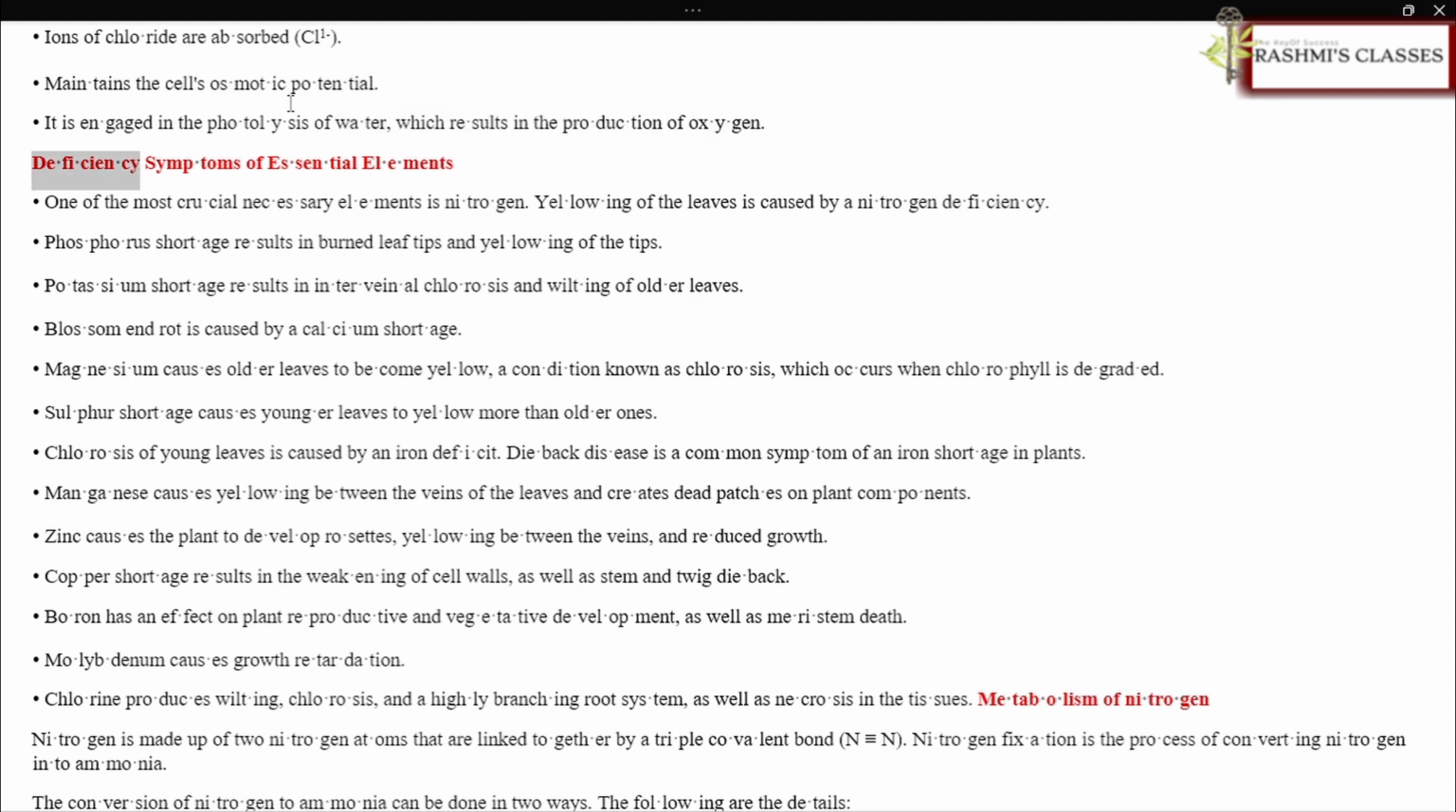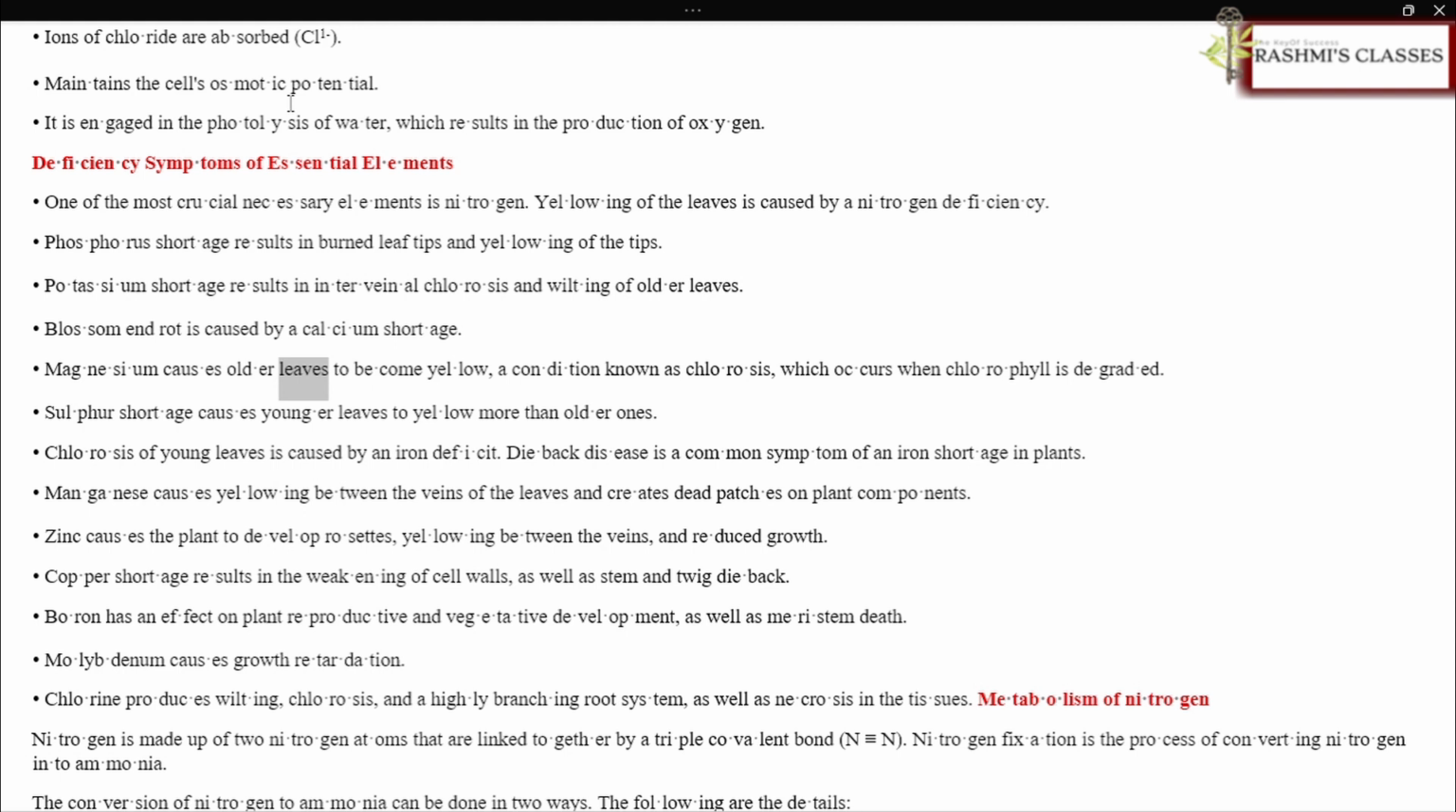Deficiency symptoms of essential elements. One of the most crucial necessary elements is nitrogen. Yellowing of the leaves is caused by a nitrogen deficiency. Phosphorus shortage results in burned leaf tips and yellowing of the tips. Potassium shortage results in interveinal chlorosis and wilting of older leaves. Blossom end rot is caused by a calcium shortage.